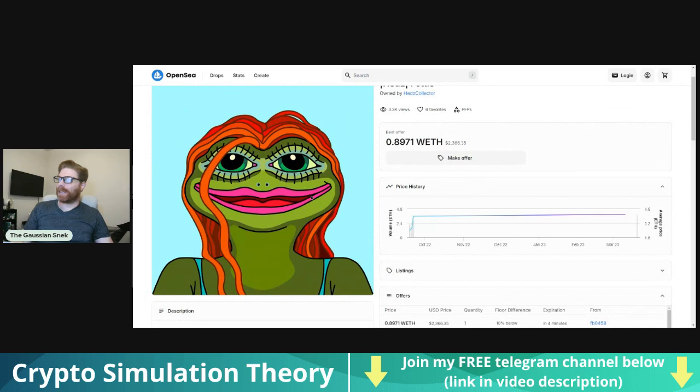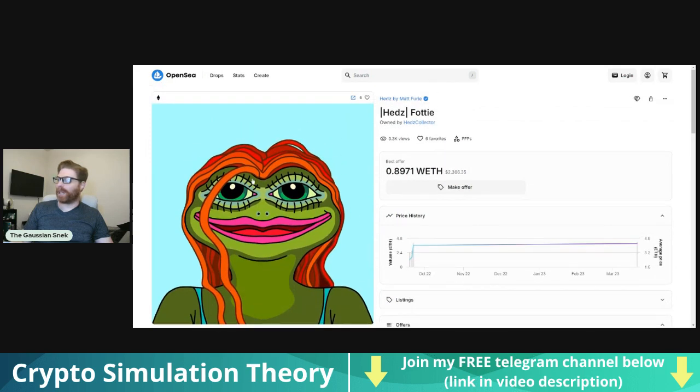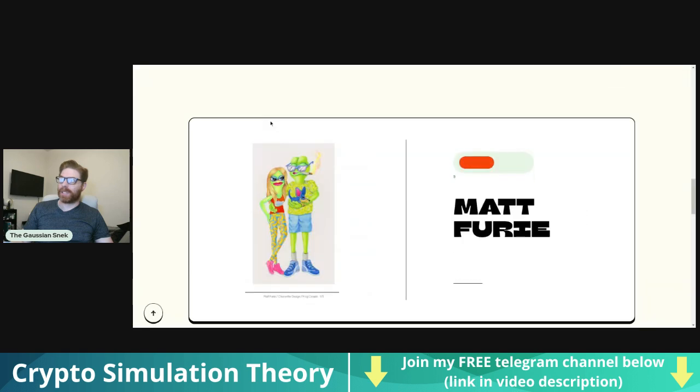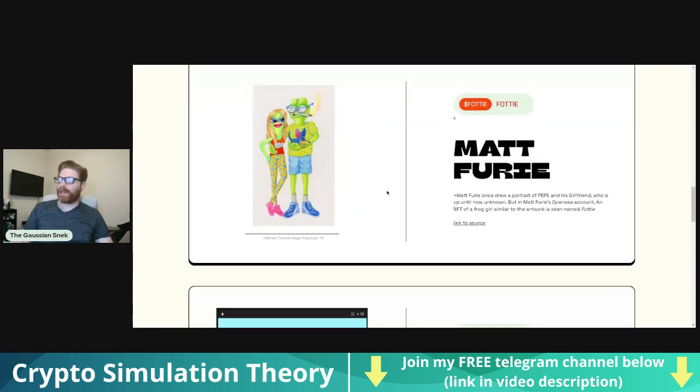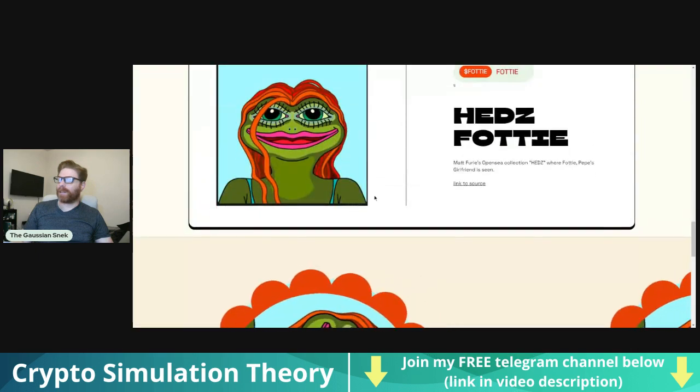But what makes it significant is the fact that, number one, it was created by Matt Furie. It's an older NFT, and the project is an official Matt Furie project. Of course, Matt Furie doesn't make any of these projects himself, but it does bring some legitimacy to FOTTIE Coin. And you can see here's a character design right here.